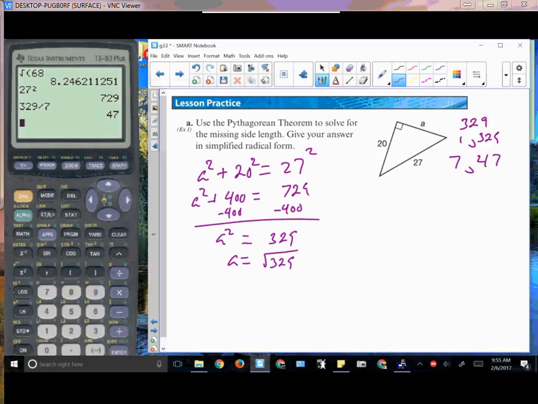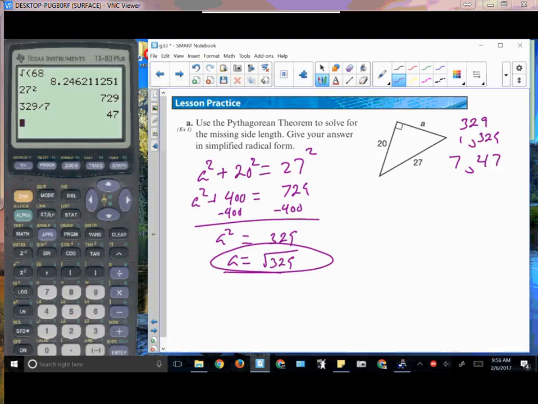Does anything go into 47? Oh no, 47 actually turns out to be a prime number. So what this means is that that's as simple as it can get. And sometimes this is going to happen, that A is equal to the square root of 329, so you get this.